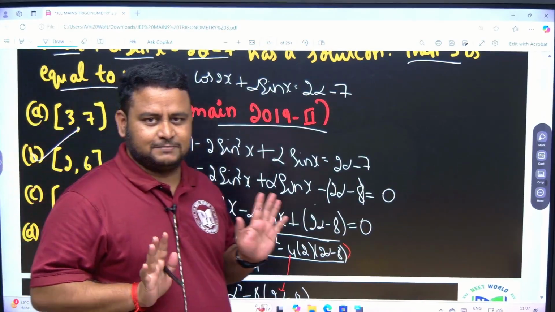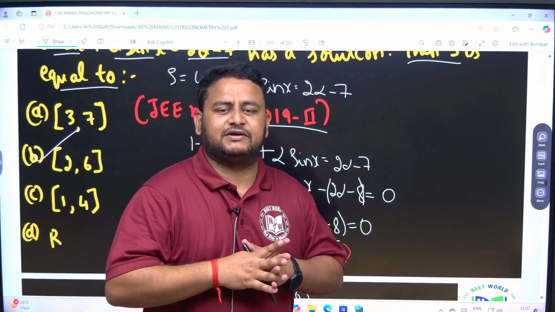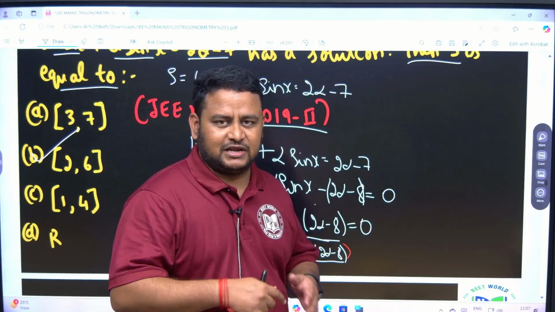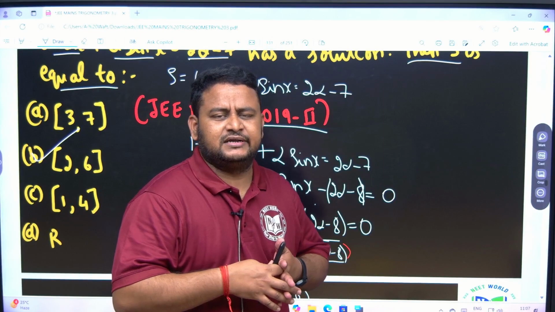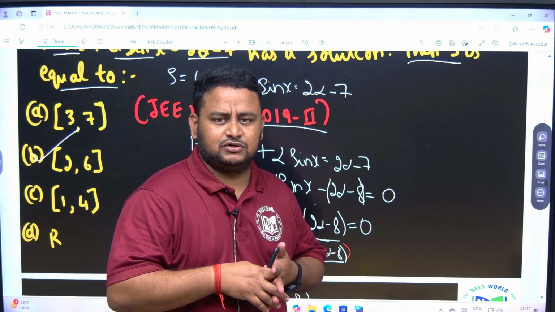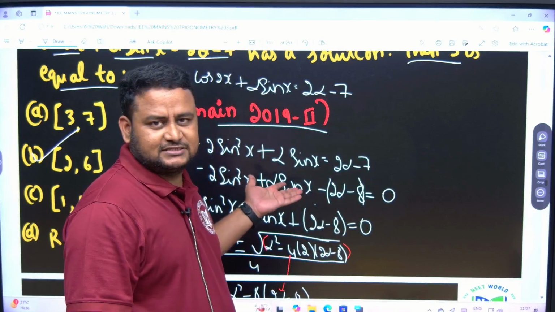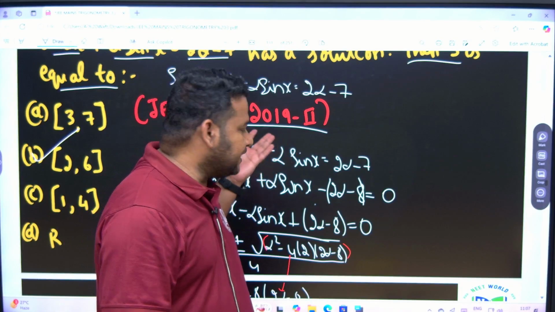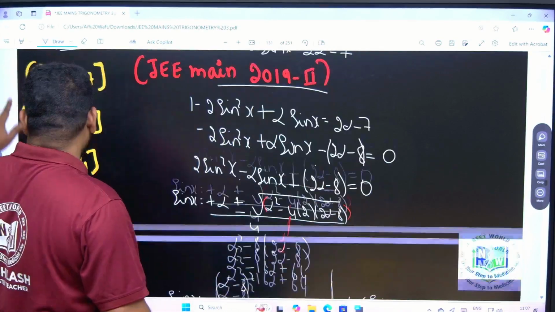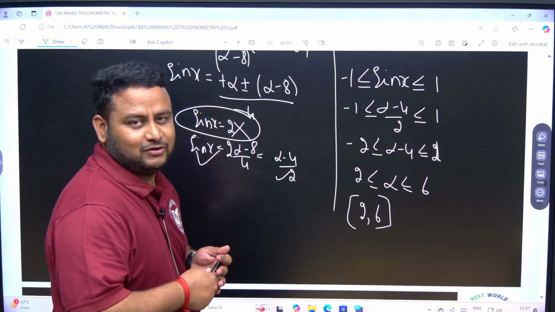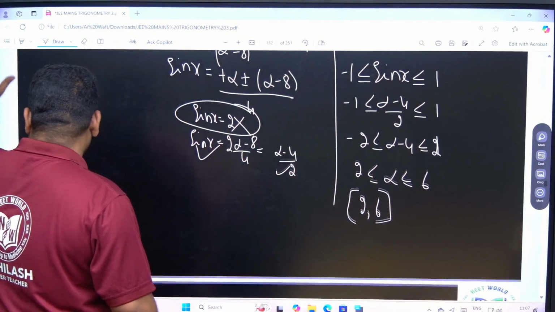Understood, friends? Very simple. First you have to convert it to a quadratic equation and solve it using the formula. Then you can find the value of sin x. Then we know that sin x lies between minus 1 to plus 1, both included. You can put the value of sin x there, and using that you can find the range of alpha. That's it. It is a little calculative, but the concept is very simple. Got it now?